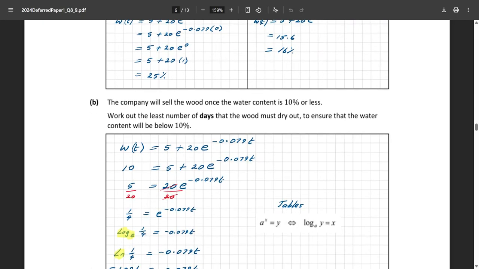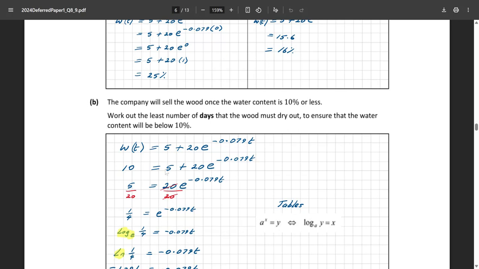The company will sell the wood once the water is 10% or less. In other words, W is 10. So convert that to maths language again, W is 10. So fill in 10 for W. And okay, here's the rest of the equation. We're looking for t this time, so we must get t on its own somehow. So that means get rid of everything else that's in the way here.